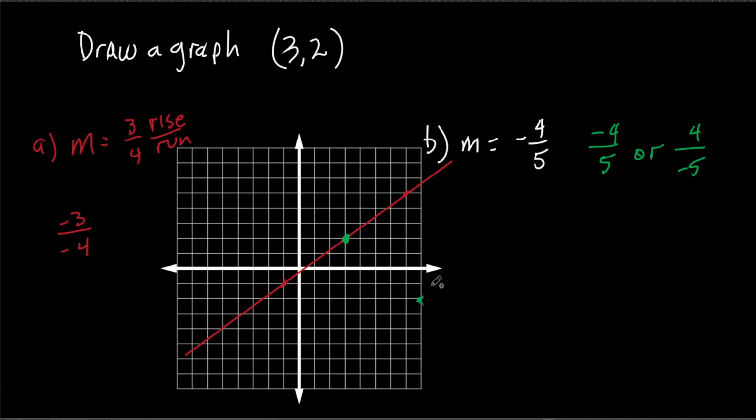Right there. Or we could have done what? We could rise +4. Let's go up 4: 1, 2, 3, 4. And we could run -5: 1, 2, 3, 4, 5. Do they line up? Yeah, they do. Just like that. Extend it out like that. And look at that. I am finished, and the bell hasn't even rung.